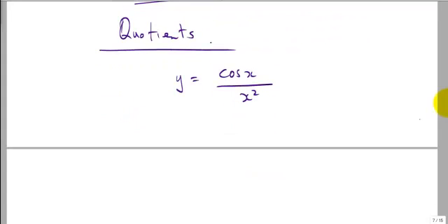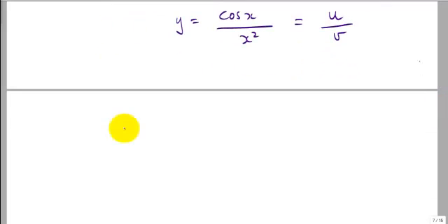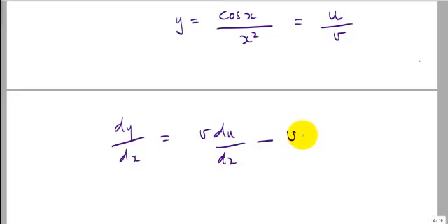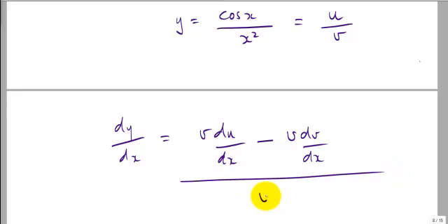And it's a similar procedure you use. Again, you identify cosine x with, say, u, and you identify the x squared with v. And again, you have a formula that you need to use. And this is called the quotient rule. It says dy by dx of a quotient, u over v, is equal to v du by dx minus u dv by dx, all divided by v squared.